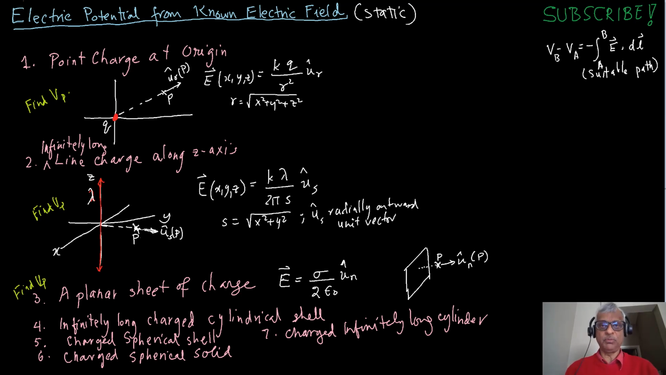So there are a whole bunch of problems we want to do in static electricity. This is where the formula for electric field is known, and we want to find the formula for electric potential. This is a very common situation.